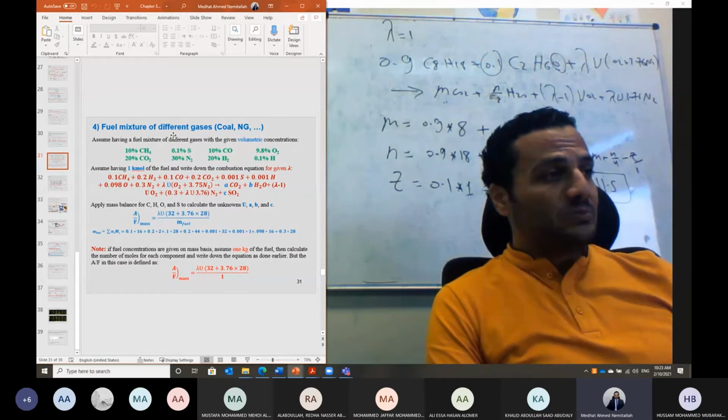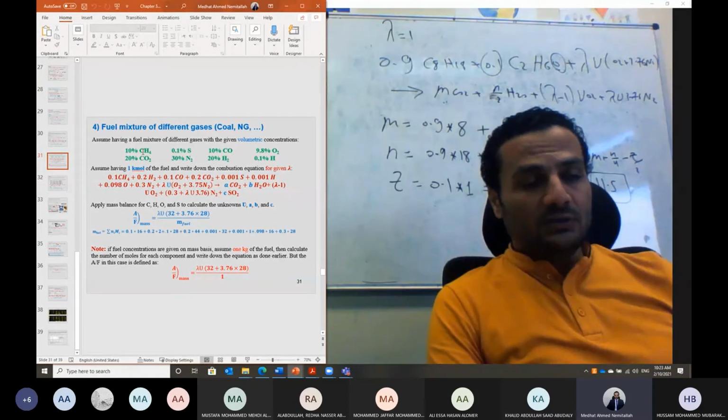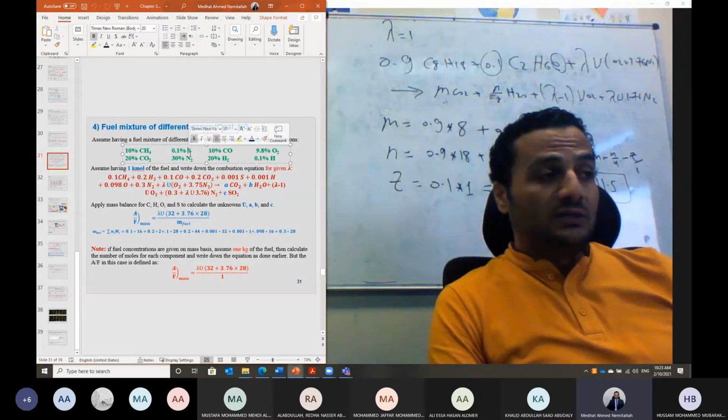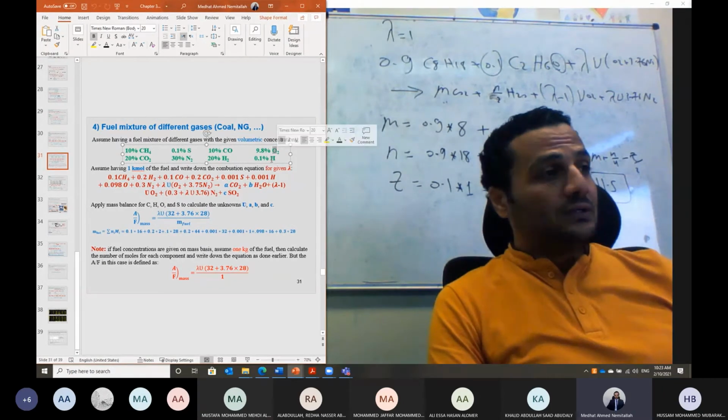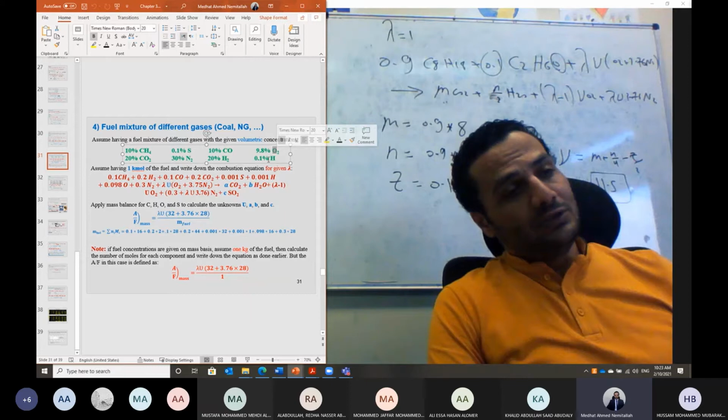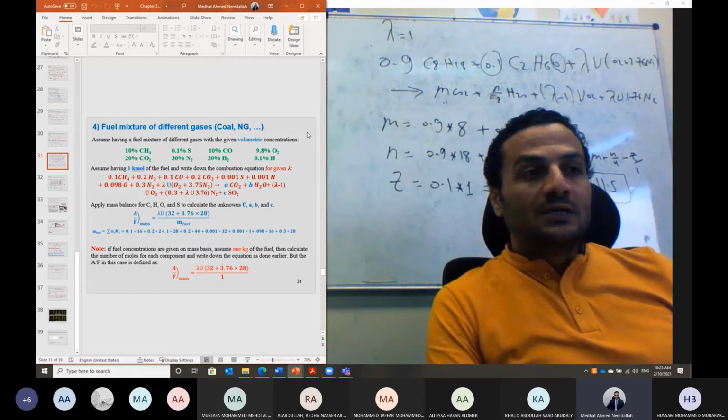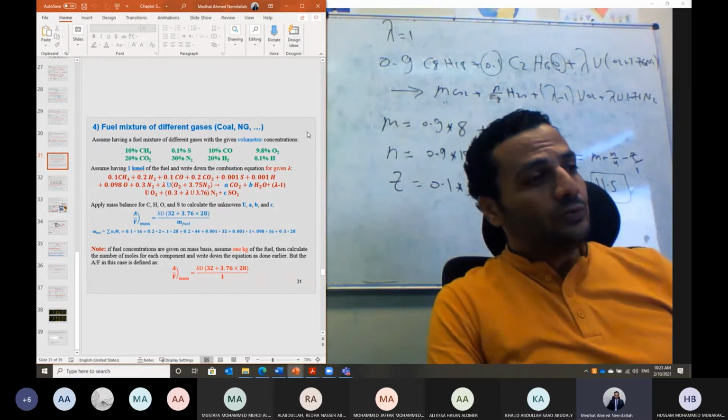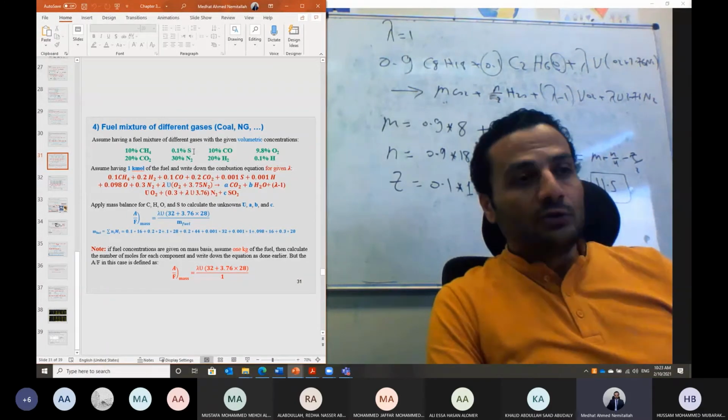Natural gas is mainly methane. Most probably it is methane, but we have some other impurities. And also in the case of coal, the fuel has many components. You may have a fuel containing CH4, carbon dioxide, and in this case we may have sulfur, carbon monoxide, oxygen, hydrogen, radicals. You will find everything inside this fuel. In this case, if we have a fuel with various concentrations of different components, how can we write down the combustion equation, how can we calculate the air to fuel ratio, or how can we calculate the amount of air required to burn this fuel fully and convert it into combustion products?